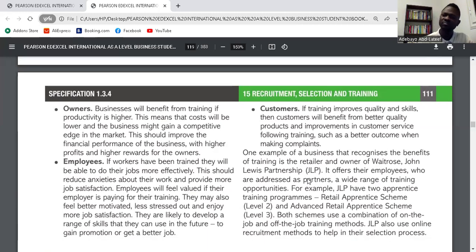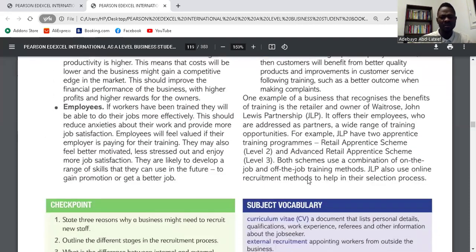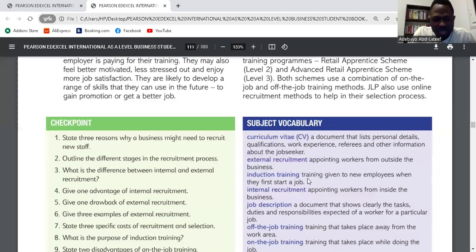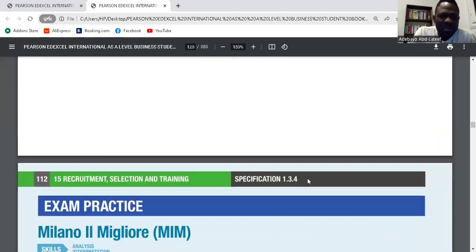Customers. If employees are trained, the quality of what they give will improve. That means customers will be expecting better products and better service from these trained employees. They'll be able to enjoy value for their money. Any question about it? So that ends recruitment, selection, and training.